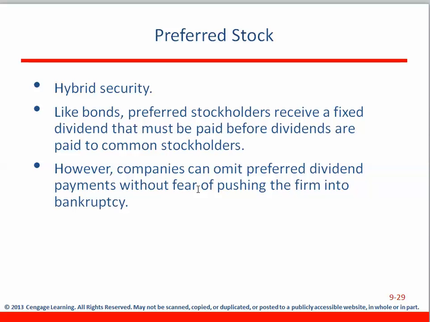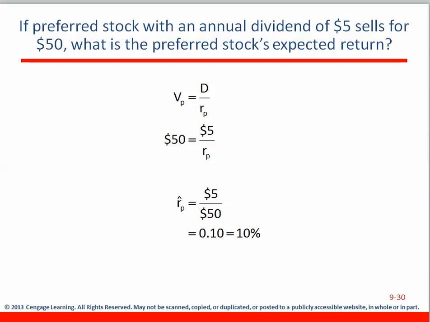But if a company omits their preferred stock dividends, they're not pushed into bankruptcy like they are if they omit a payment on a bond. So it's somewhere between debt and equity, and the valuation of preferred is the same formula that we saw before. Preferred stock dividends don't grow, so this is the constant growth formula with g equal to 0. So the value or the price of a share of preferred is equal to its dividend divided by the required rate on the preferred. So in this case, if it was 10%, 5 divided by 10 is 50.